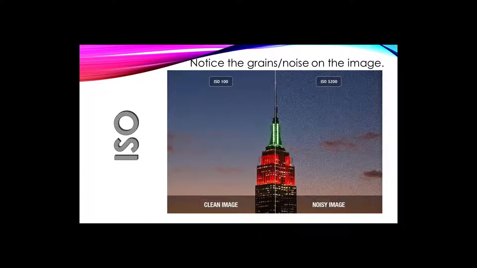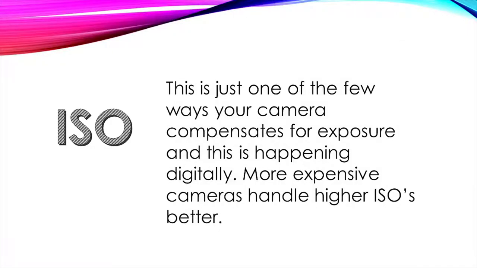Now, the ISO is just one of the few ways your camera compensates for exposure, and this is happening digitally within the camera. Kind of like a destructive process, I would say. Now, more expensive cameras handle high ISOs even much better. So, in trying to put all the concepts I just mentioned together, it is nice to say that your aperture is your one-stop way of adding more light or less light to your picture.